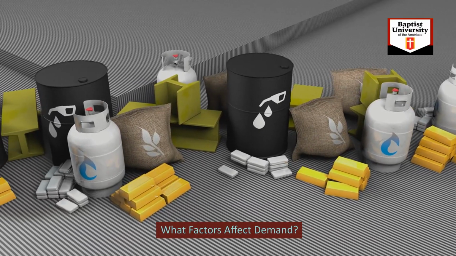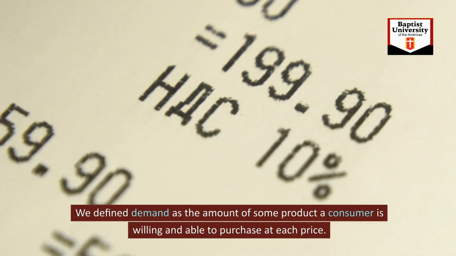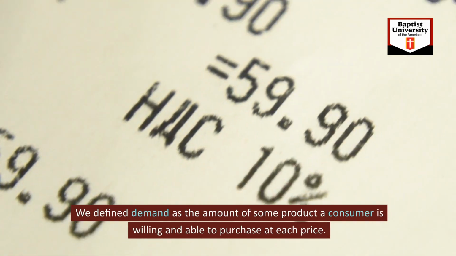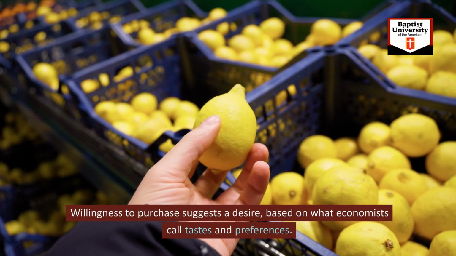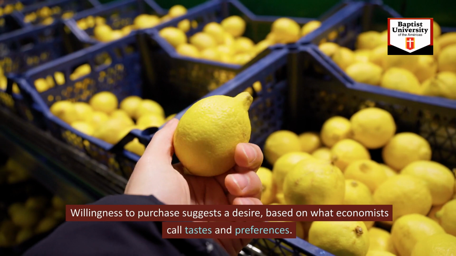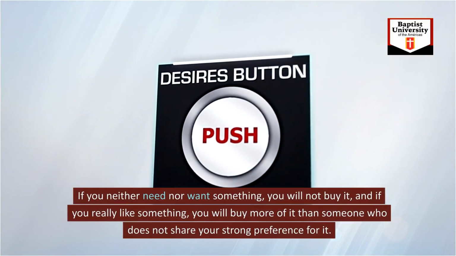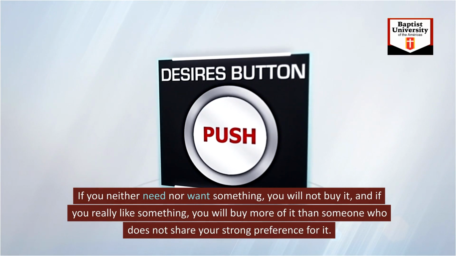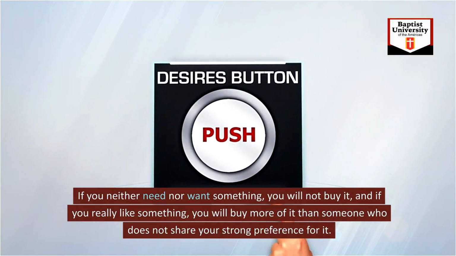What factors affect demand? We define demand as the amount of some product a consumer is willing and able to purchase at each price. That suggests at least two factors that affect demand. Willingness to purchase suggests a desire based on what economists call tastes and preferences. If you neither need nor want something, you will not buy it, and if you really like something, you will buy more of it than someone who does not share your strong preference for it.